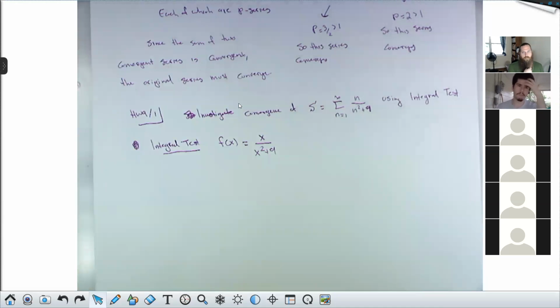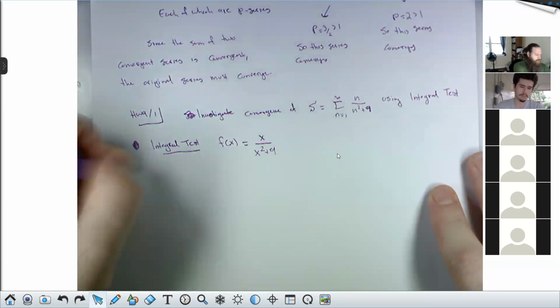And in order to show that this is decreasing, we have to use the derivative because this is not the reciprocal of an obviously increasing function. If it was 1 over x squared plus 9, then I could say that, but it's not the reciprocal of an increasing function, so at least not in any obvious way.